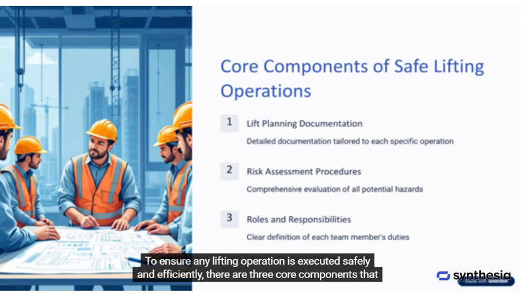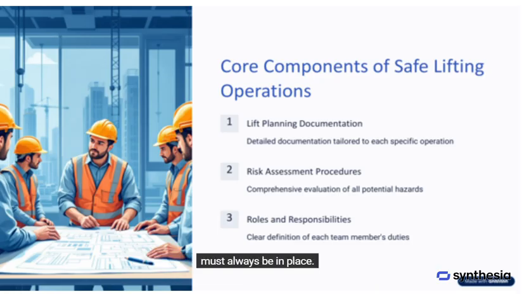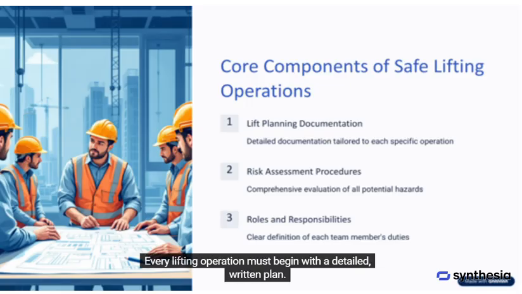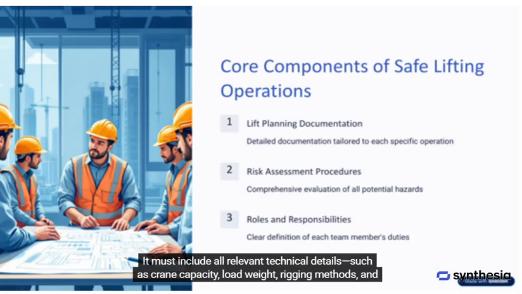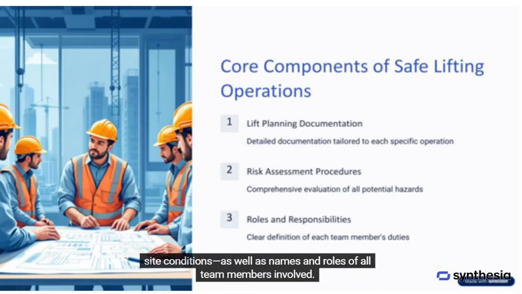To ensure any lifting operation is executed safely and efficiently, there are three core components that must always be in place. 1. Lift planning documentation. Every lifting operation must begin with a detailed written plan. This documentation should be tailored to the specific lift, not copied from previous jobs. It must include all relevant technical details, such as crane capacity, load weight, rigging methods, and site conditions, as well as names and roles of all team members involved. Proper lift planning prevents confusion and keeps everyone aligned before the operation begins.